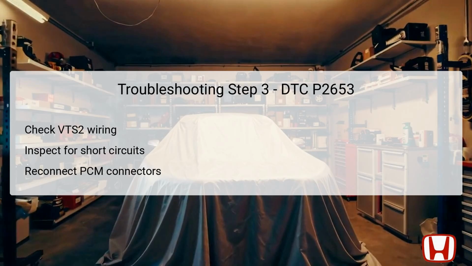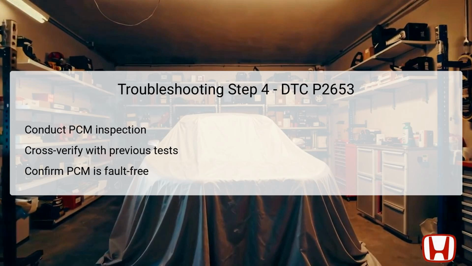After inspecting the wiring, reconnect the PCM connectors and retest the system to confirm whether the issue has been resolved or if further troubleshooting is required based on observed results. If the previous inspections and tests indicate normal conditions, the next step is to assess the PCM. The powertrain control module is crucial in processing signals and controlling various engine functions.